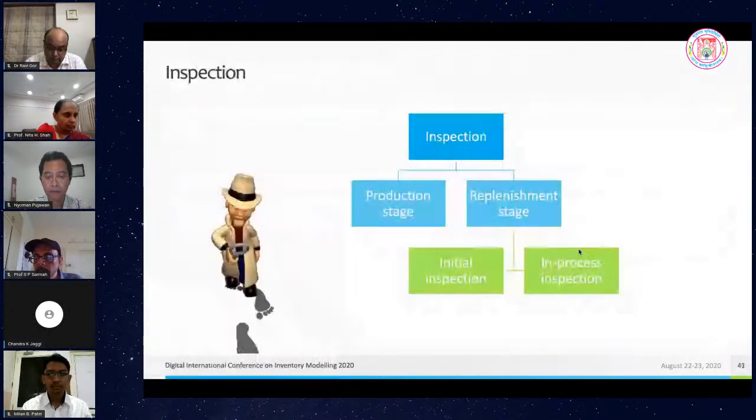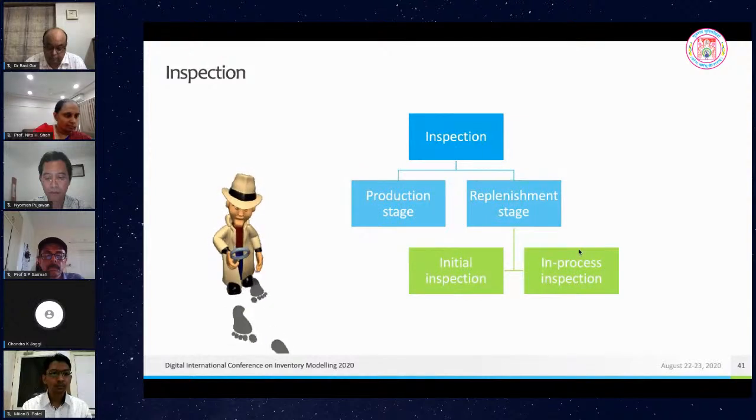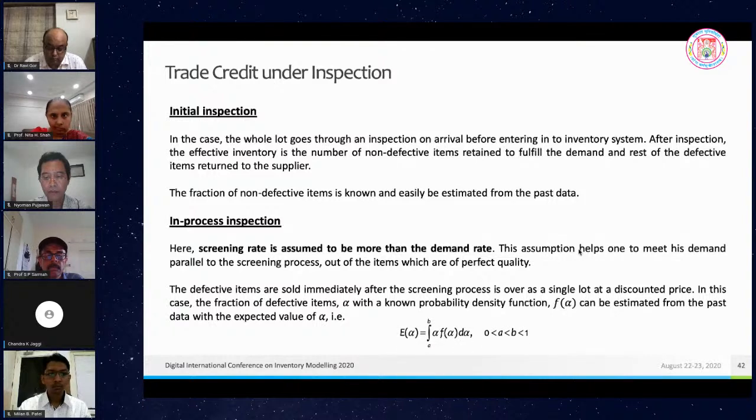Next, please. Now, this inspection can take place at the production stage, replenishment stage, initial stage, or in process. So the inspection takes place at various stages. Next, please. In initial inspection, the whole lot goes through inspection before entering the inventory system. All the items are inspected and segregated into defective and non-defective items. Only the non-defective items go into the system. The rest are returned to the supplier.